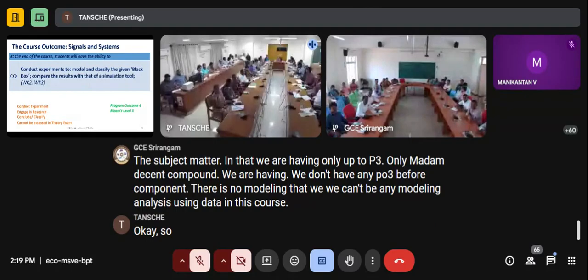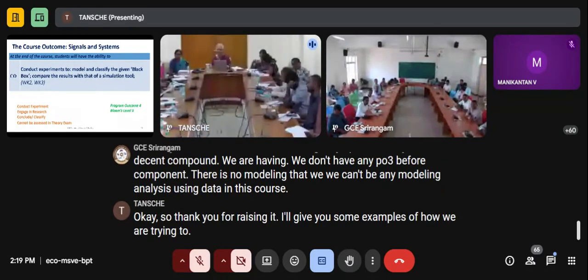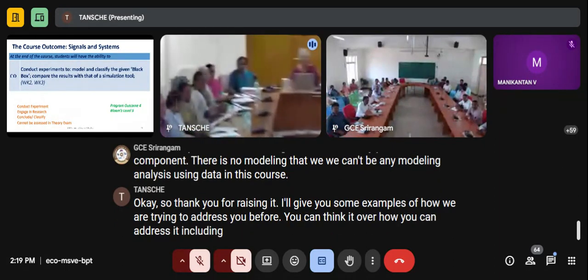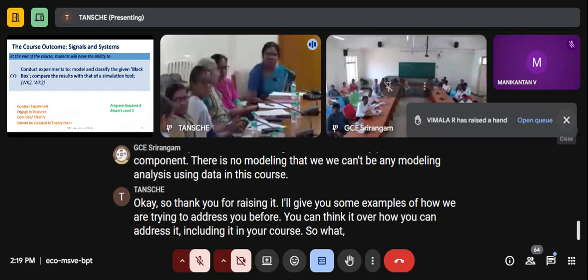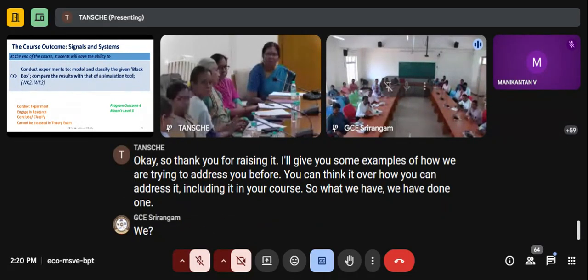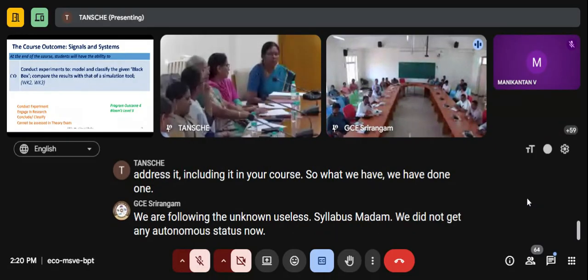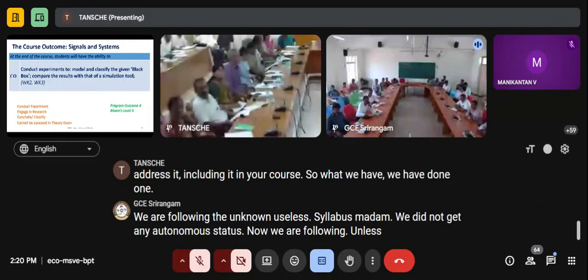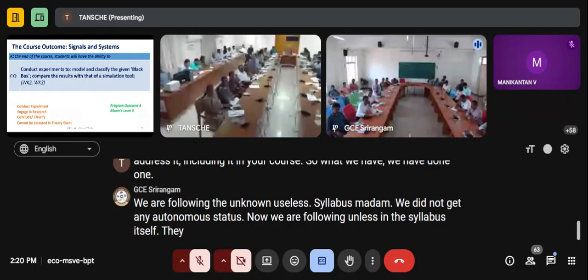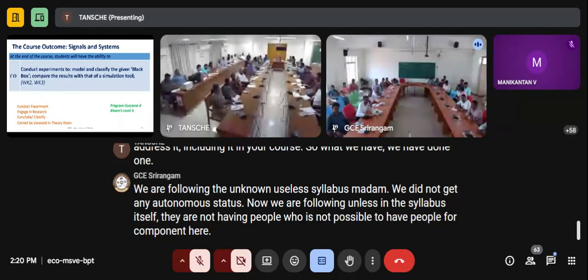Okay, sir. Thank you for raising it. I'll give you some examples of how we are trying to address PO4. You can think over how you can address it, including it in your course. We are following the Anna University syllabus, madam. We did not get any autonomous status now. In the syllabus itself, they do not have PO4. It's not possible to have a PO4 component here, madam.